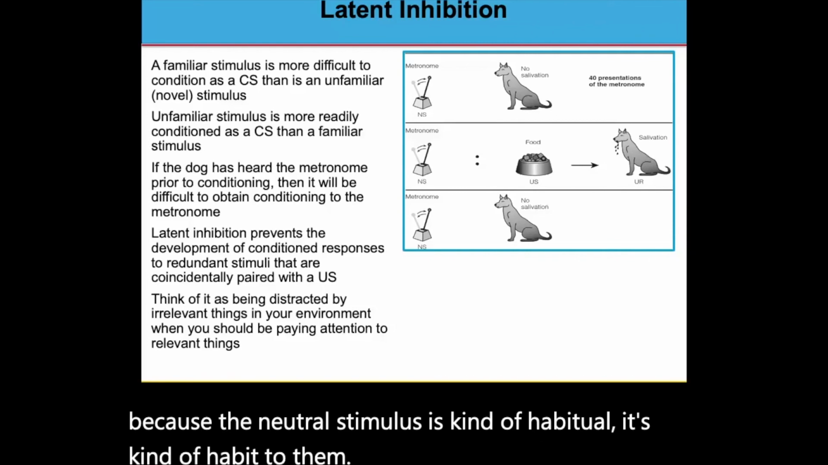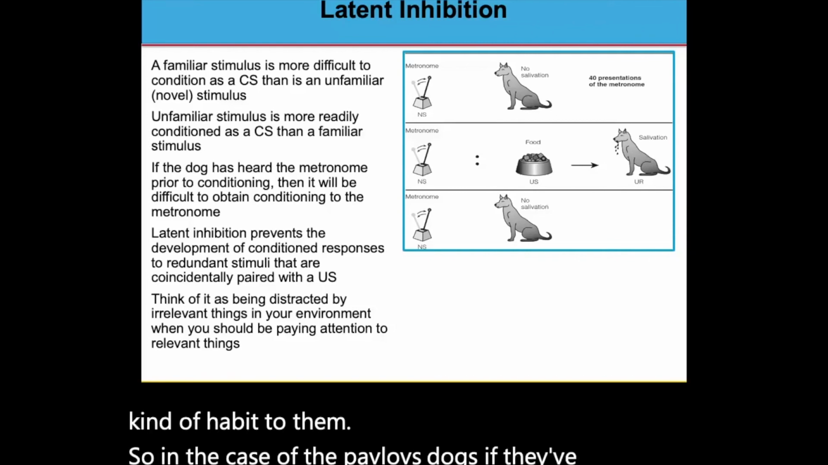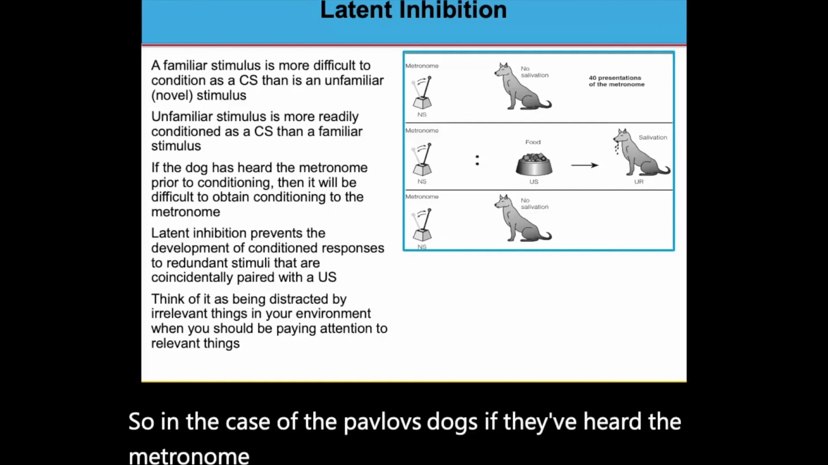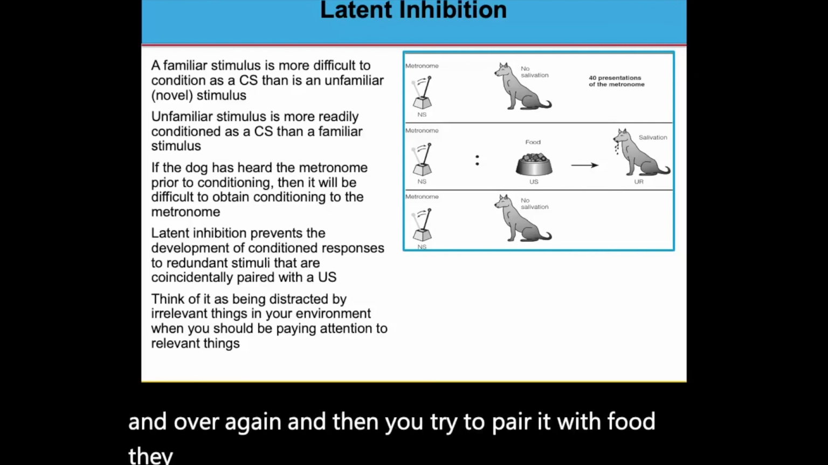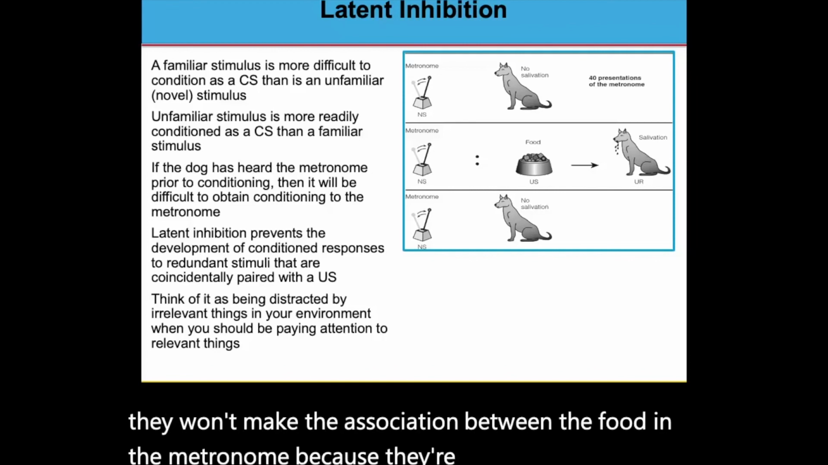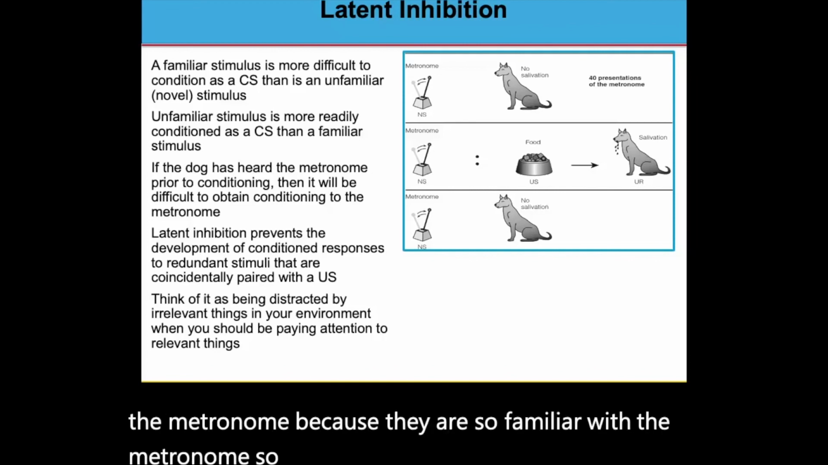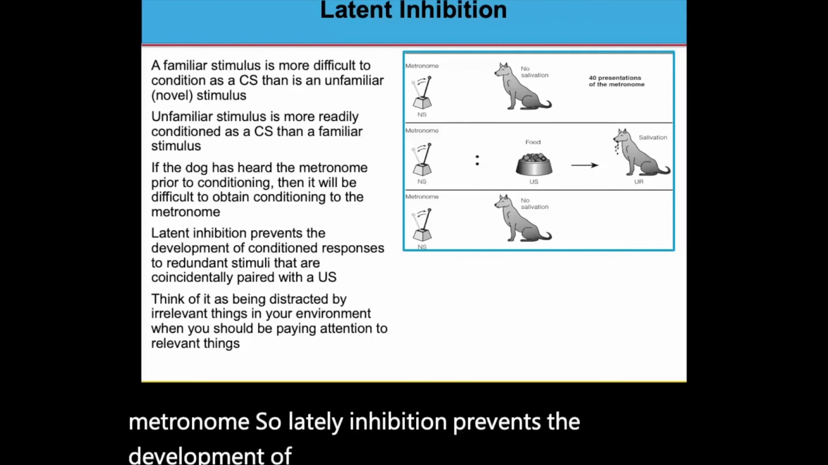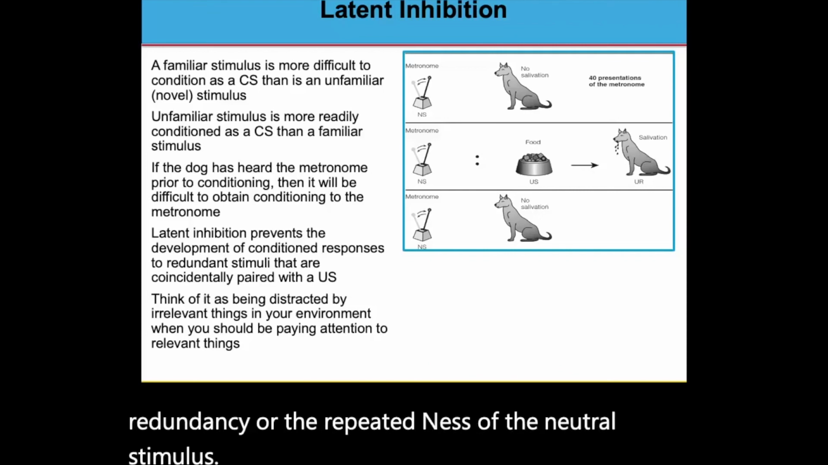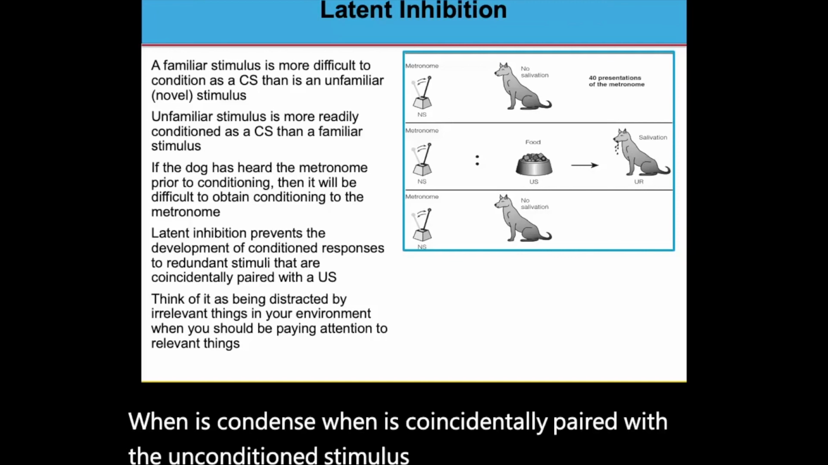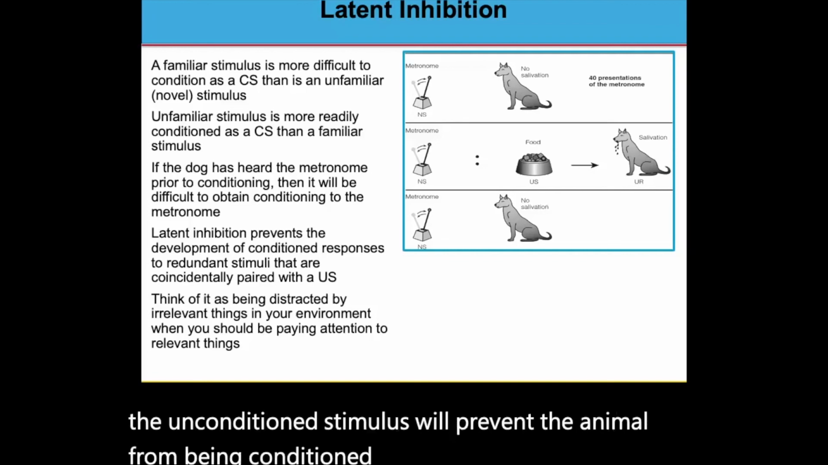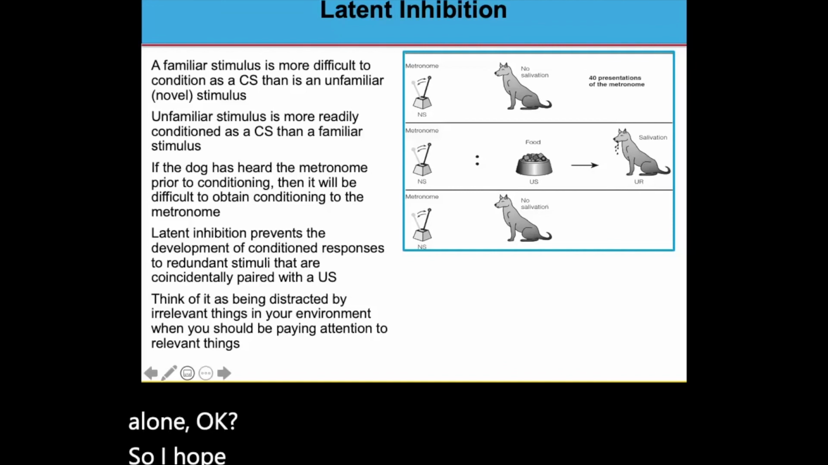So in the case of Pavlov's dogs, if they've heard the metronome presented over and over and over again, and then you try to pair it with food, they won't make the association between the food and the metronome because they're so familiar with the metronome. So latent inhibition prevents the development of conditioned responses. The redundancy or repeatedness of the neutral stimulus, when it's coincidentally paired with an unconditioned stimulus, will prevent the animal from being conditioned to it when it's presented alone. Okay, so I hope that helps you and clears things up.